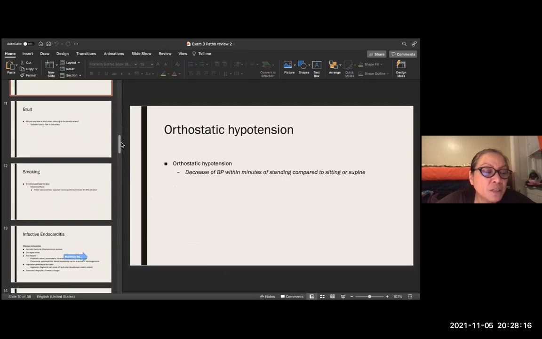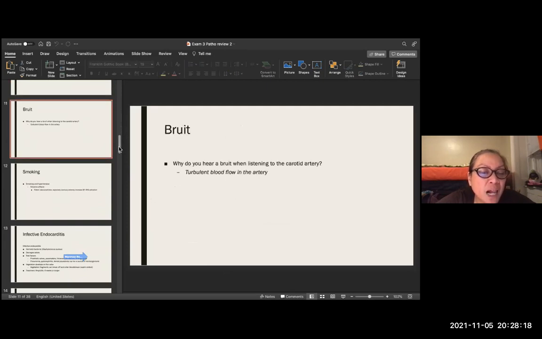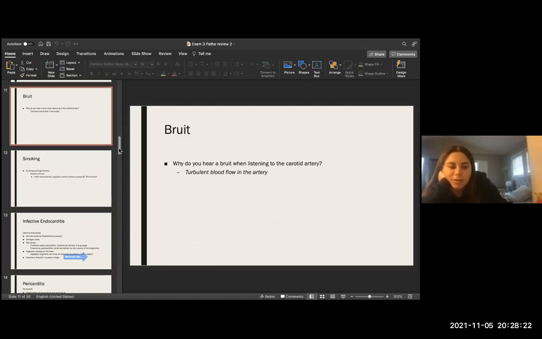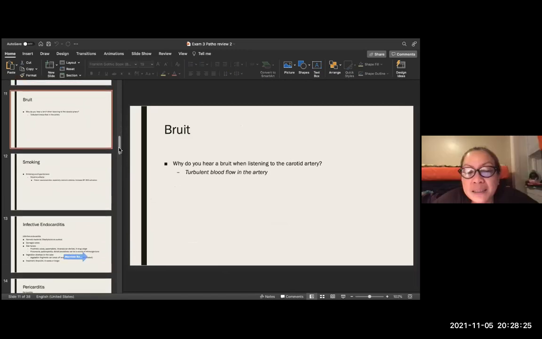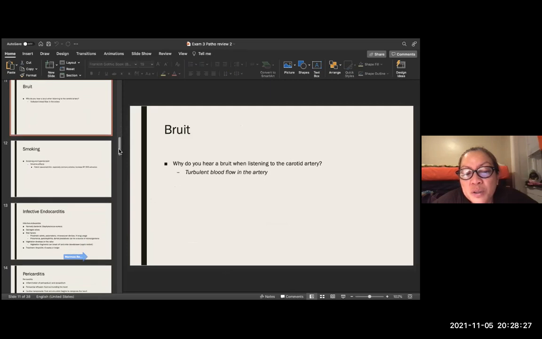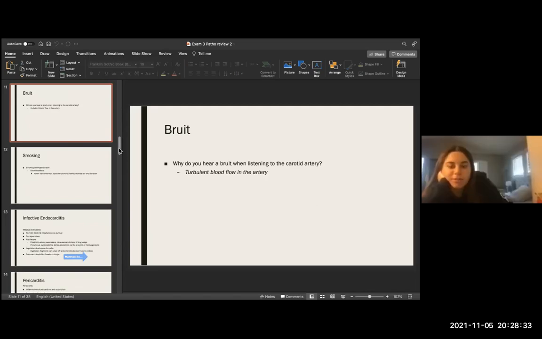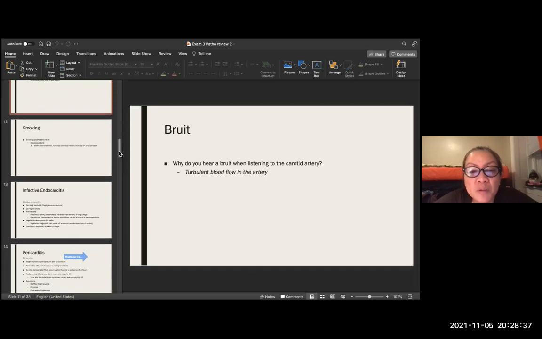Smoking, you already know this. Infective endocarditis, go there. A bruit. Oh yeah, the murmur, right? A bruit when listening to the carotid. When you hear the word turbulent, do you think there is smooth blood flow? No, it's going everywhere. Yes, so it's a bruit or a murmur.